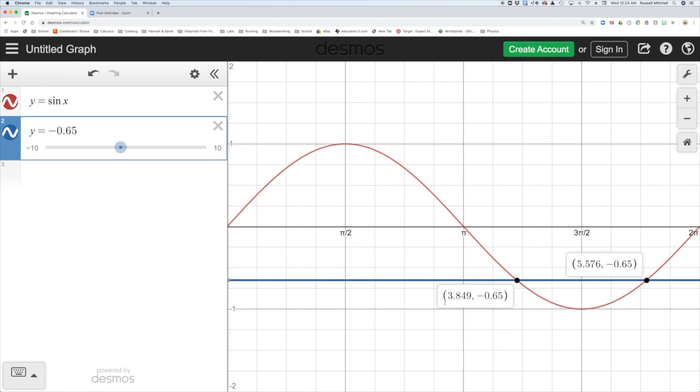When x is 3.849, the graph of sine x is -0.65, and the horizontal line is -0.65. All right, guys, so that's it for Desmos. That's really quick on Desmos, huh? So let's go back to our graphing paper, and we'll record these two answers.